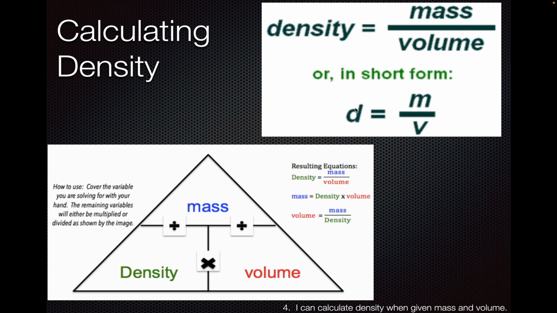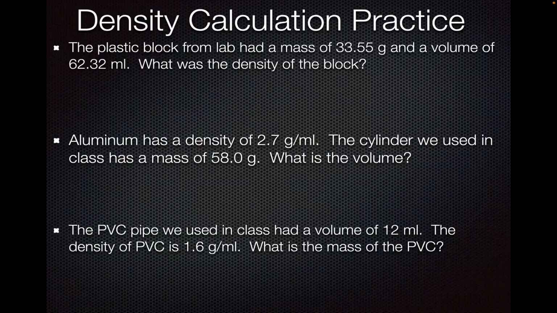When we calculate density, we take mass divided by volume. That's our equation. And then you could rearrange it into 3 different versions. So density is mass divided by volume. But if you're solving for mass, mass is density times volume. If you're solving for volume, it's mass divided by density. Okay.